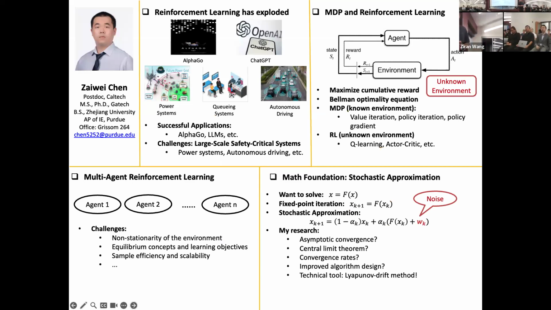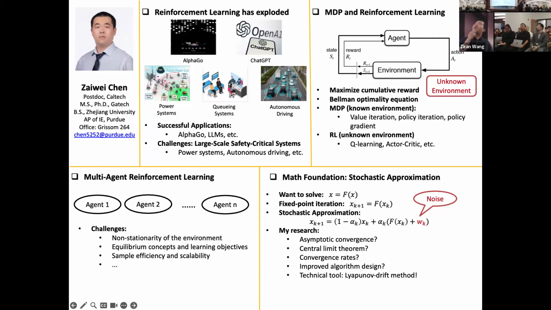Hello, everyone. Very nice to be here. So my name is Wei Chen. I did my PhD at Georgia Tech, postdoc at Caltech, and previously my Bachelor of Science at Zhejiang University, China. If I want to summarize my research in one sentence, it would be to develop a foundational understanding of reinforcement learning and learning in games algorithms through the lens of stochastic approximation.